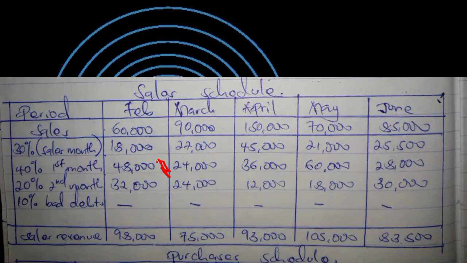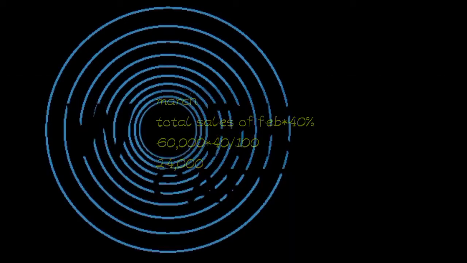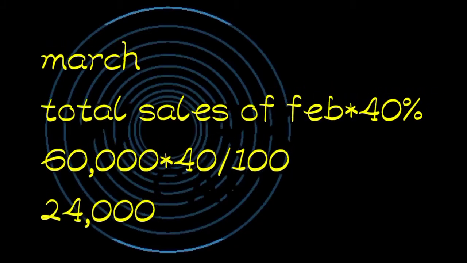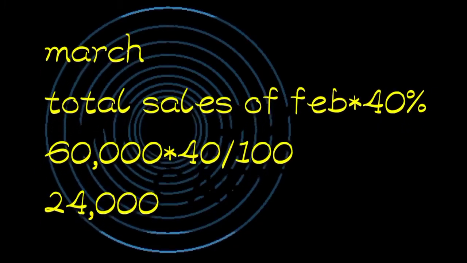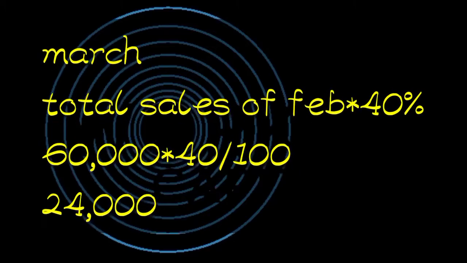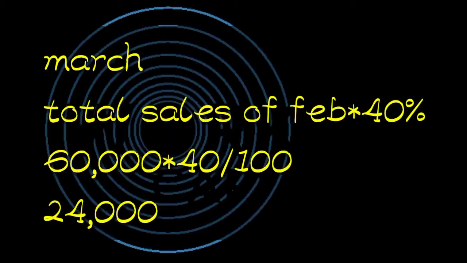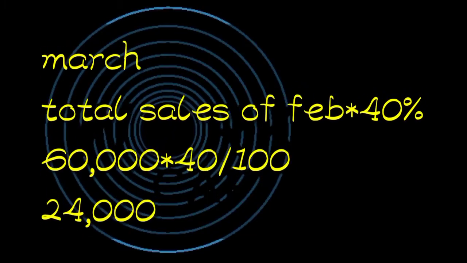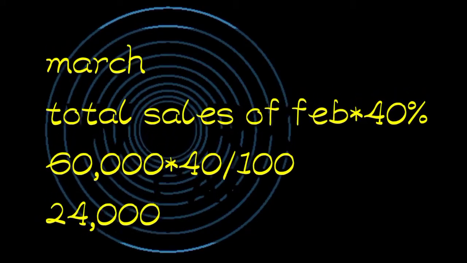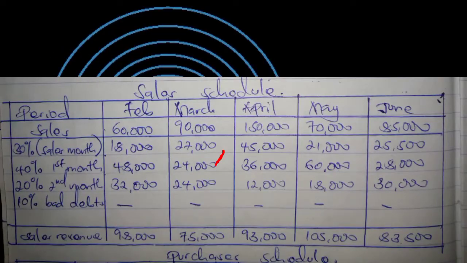Then, in order for us to get what was paid in the month of March, we shall get 40% of the total sales in the month of Feb. So we shall get the total sales of Feb times 40% in order for us to get 40% that was paid in March. So 60,000 times 40%, we get 24,000, and that's what we shall record. Then we shall do the same thing for all the remaining months.